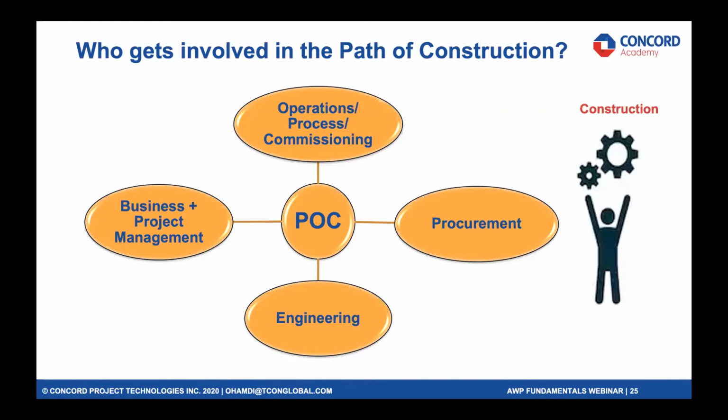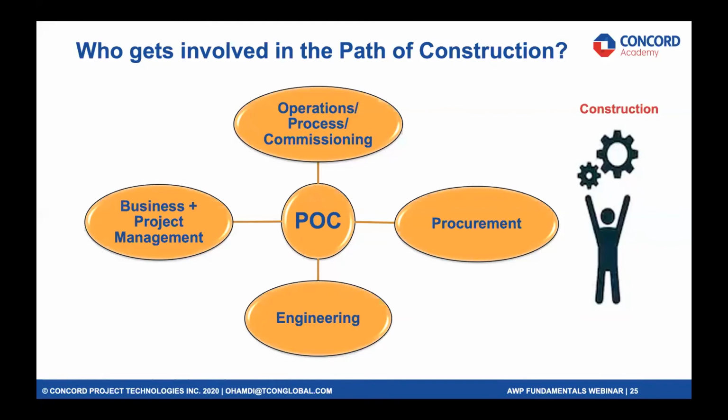Definitely engineering needs to be involved. Engineering, in helping construction and the construction lead in that path of construction development, is a major component and stakeholder. Procurement as well: they provide input and take the output of the path of construction and translate it into their own procurement sequencing. And finally, especially if you're doing site-based work, let's say revamp work, you definitely need the final input and alignment of the process, commissioning and operations people to ensure that you're doing the right thing.